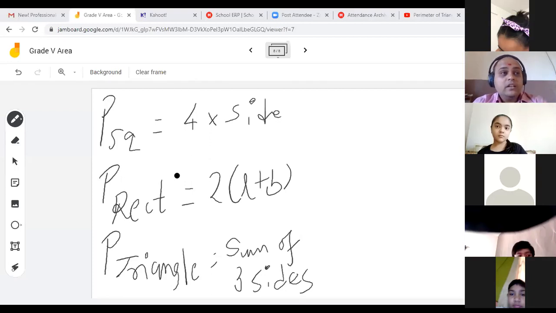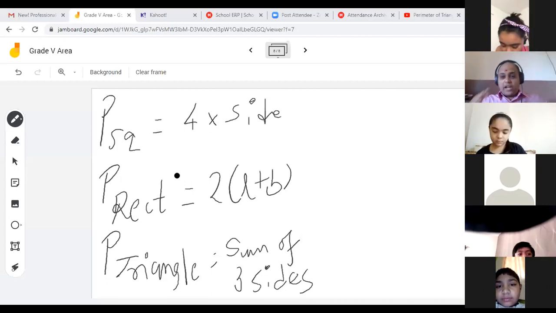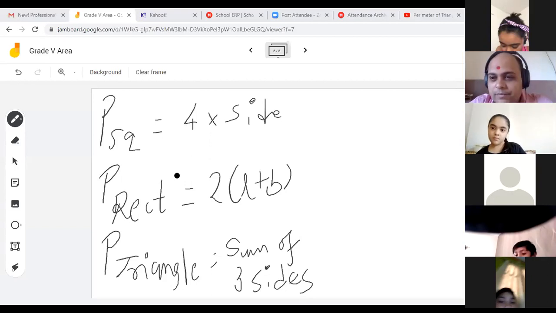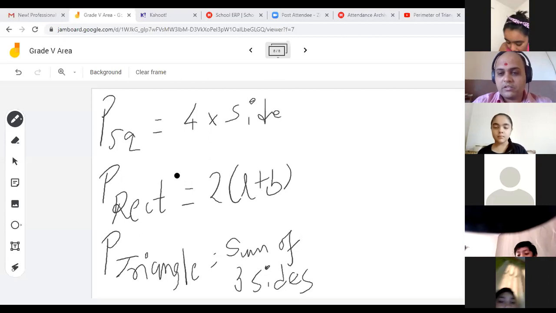Triangle sides: the two slanting sides are called sides, and the one below, which is the flat one, is called the base, B-A-S-E. We will discuss this later on. Right, everyone? That is called the base. Come on, note it down.